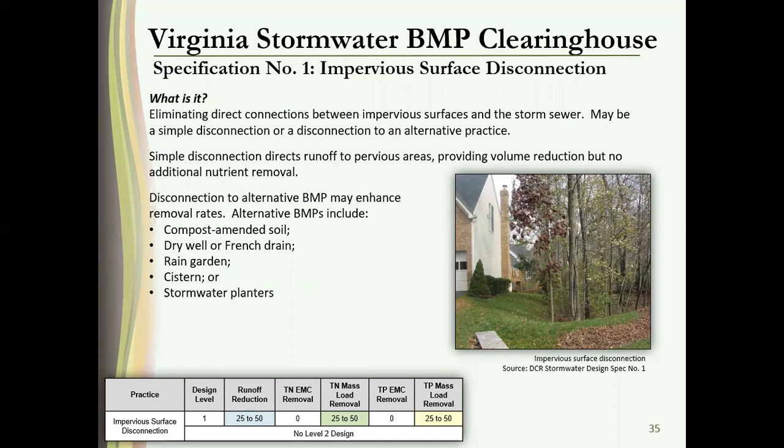Really good example is the drain from your roof on your house. A lot of times the gutter drain goes right into the city stormwater pipe system. If you can have it instead go out on your lawn, then you're going to reduce how much water is ending up finally in the pipe system.